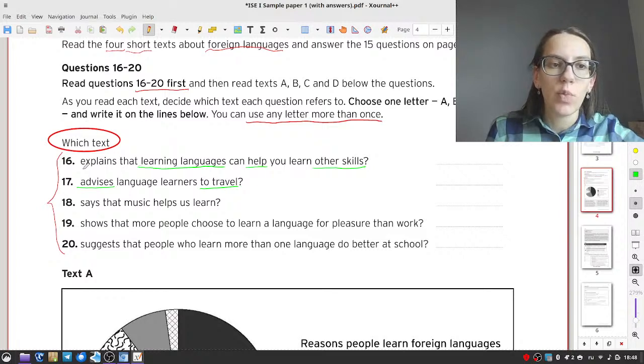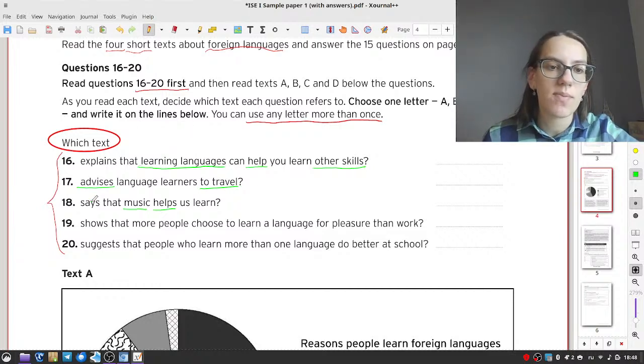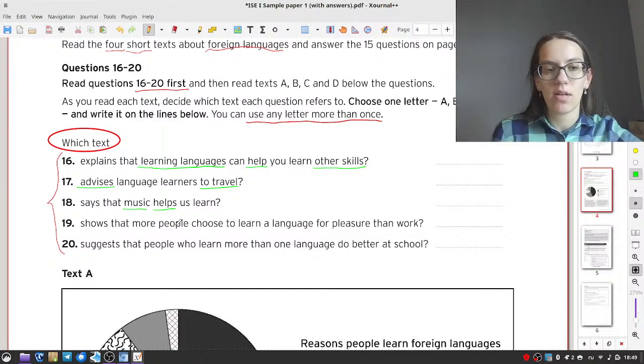Then, which text says that music helps us learn? So, music helps. Which text says that music helps? 19. Which text shows that more people choose to learn a language for pleasure than work? So here we see a comparison.